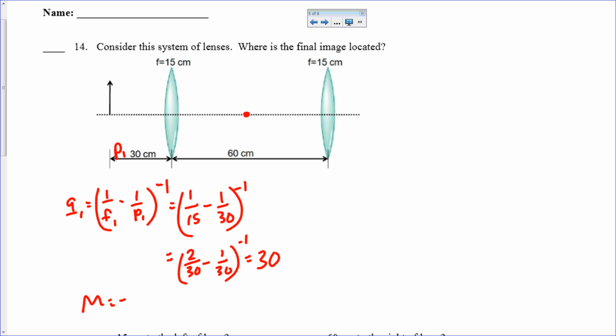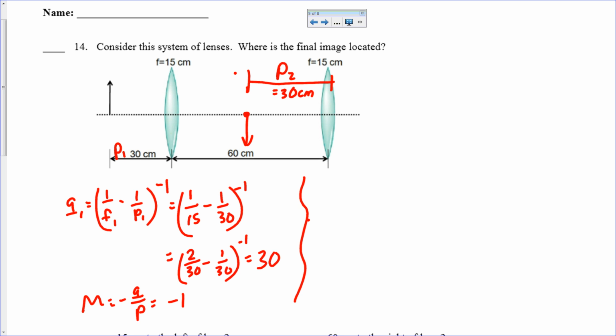My magnification is, let's see, you don't have to find the magnification, but I'm going to go and do it here. It's negative 30 over 30, so it's negative 1. So that means that my image is on the same side as the object, but inverted. So my distance for P2 is 60 minus 30. That's equal to 30 centimeters. And so it's the exact same problem as it was before.